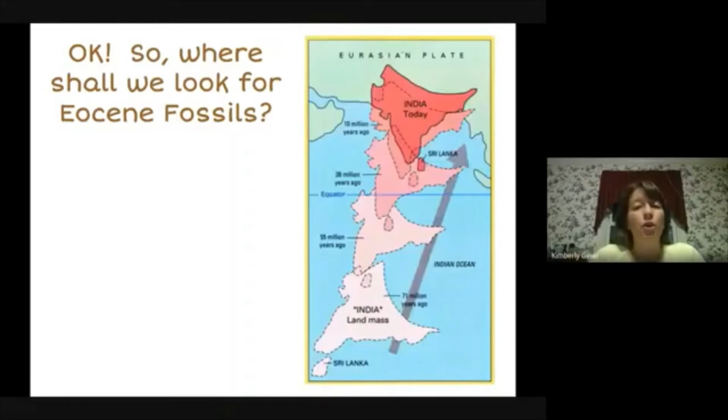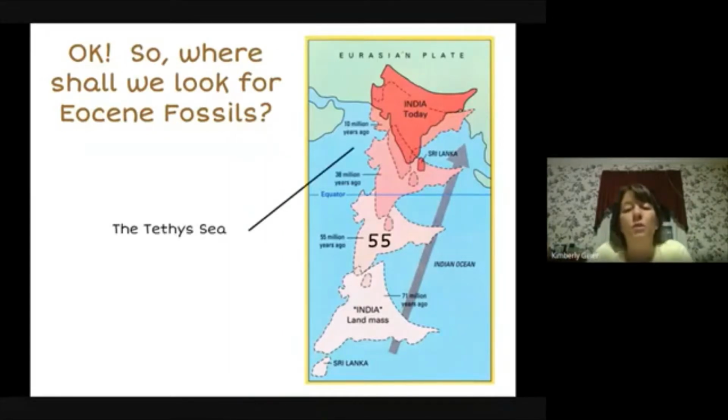This is when you start to look at the geology of the planet so that you can target where there might be good Eocene fossils. So India did not always touch the rest of the Eurasian plate. India was a separate landmass about 71 million years ago, and it was slowly moving closer and closer to the Eurasian plate.